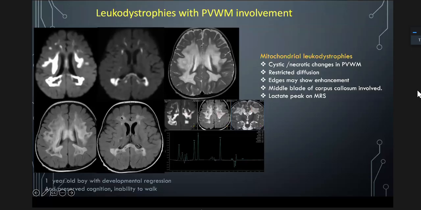And also here we see some cystic chains, rarefaction. And MRS will show a lactate peak at 1.3 ppm, and this is classically a mitochondrial inborn error of metabolism, and this turned out to be IBA57 gene mutation, or basically just have to remember this is a type of mitochondrial leukodystrophy.